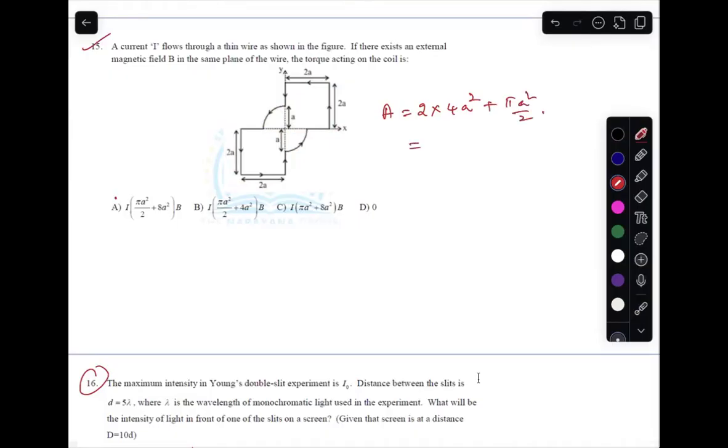Okay. Next, torque is MB. Current into area into B. I into B into A square into 8 plus pi by 2. 8 plus pi by 2 A square BI. A is the correct option.